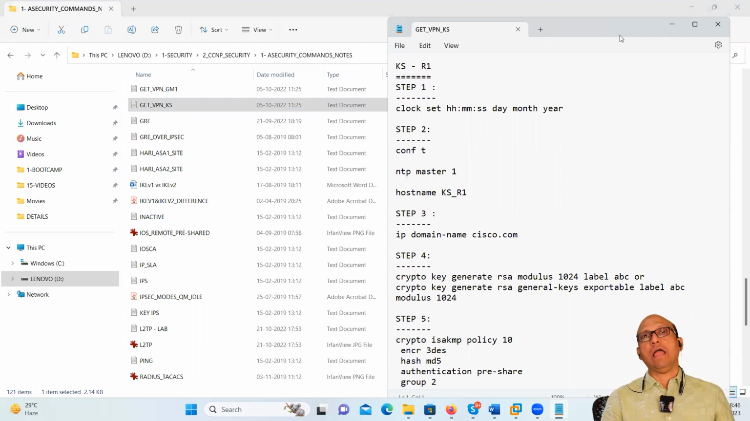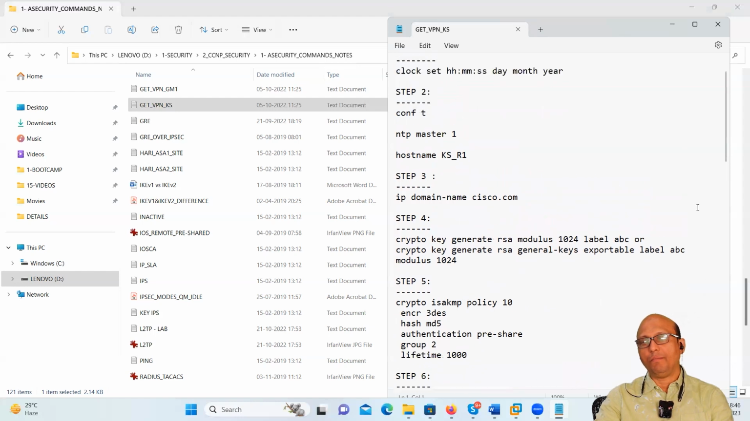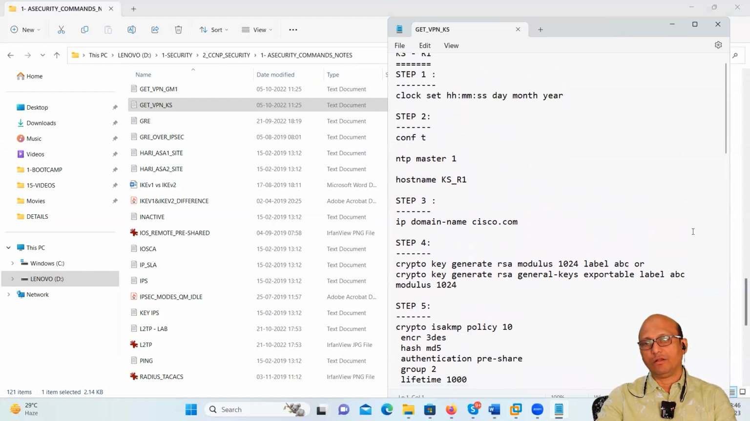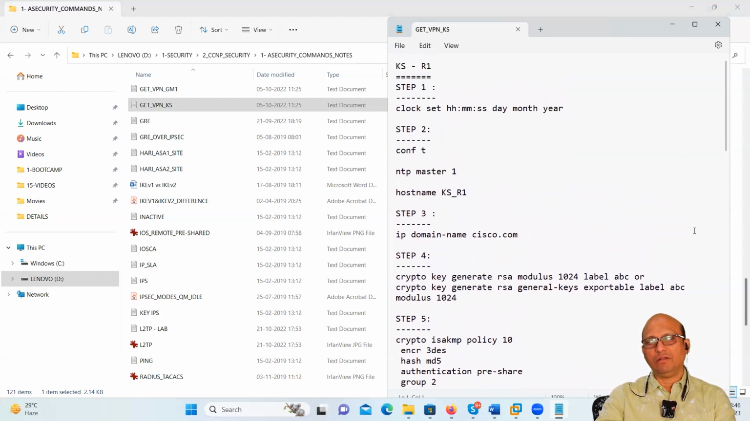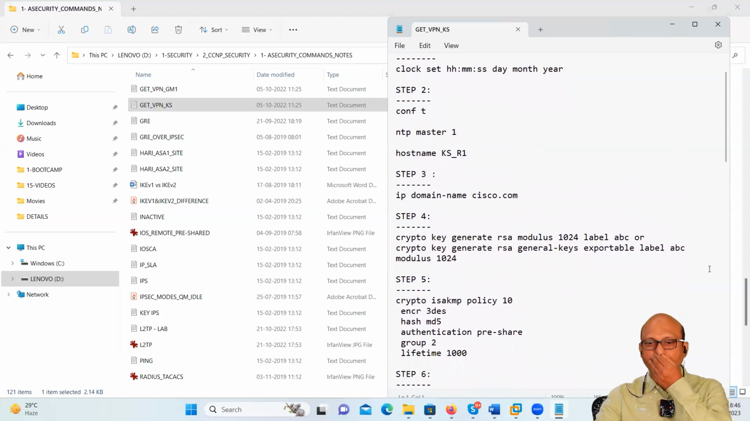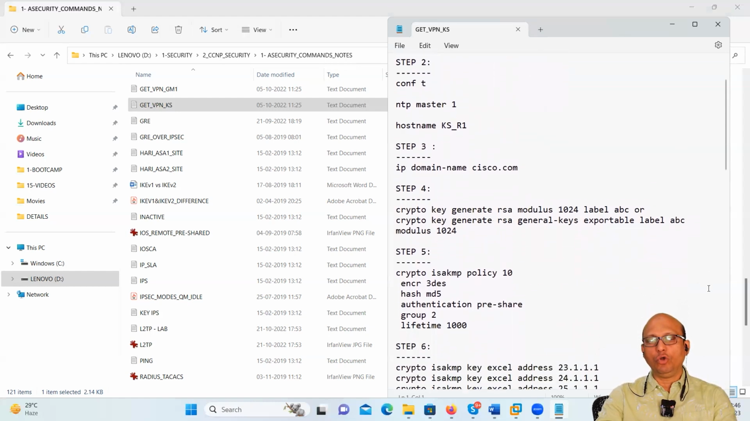Then only I will send a request again at 6:25 to my KS server to get another key for another 1 hour validation. So step 1 is set the clock, configure NTP server. You can do it for anyone. Set the domain name because I want to set the keys.